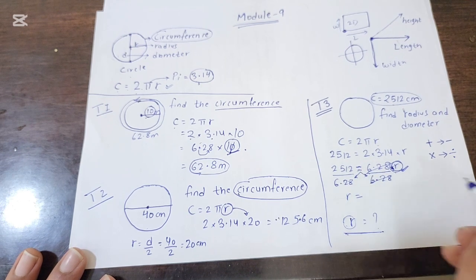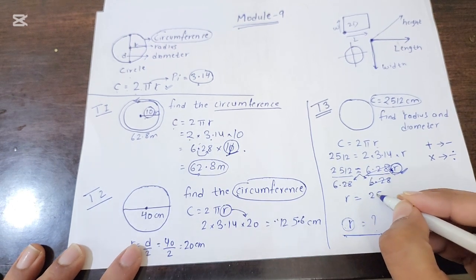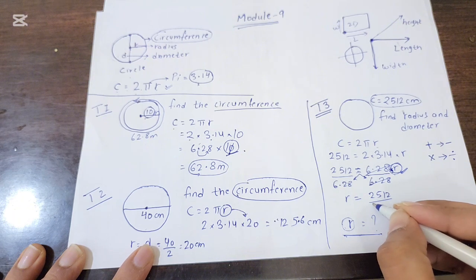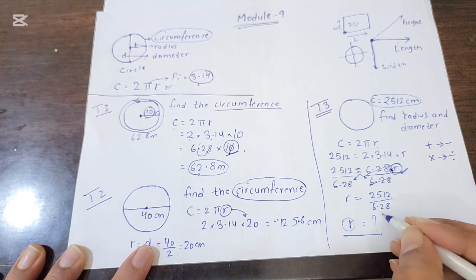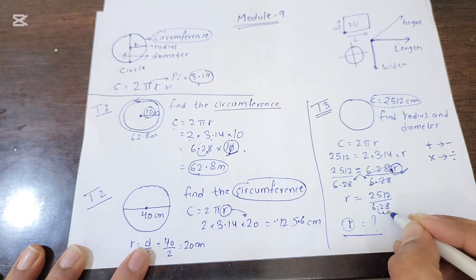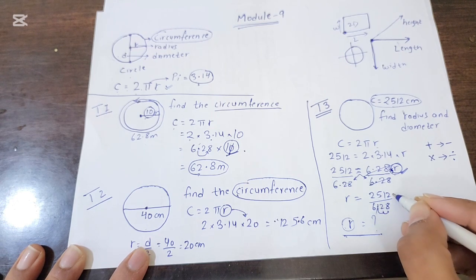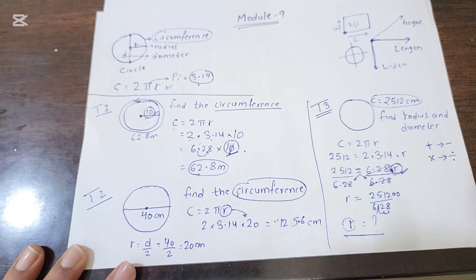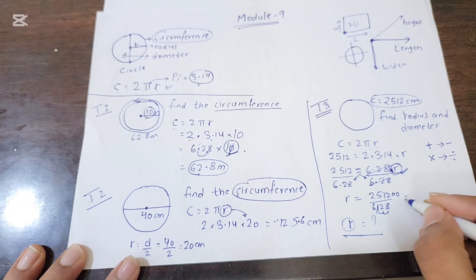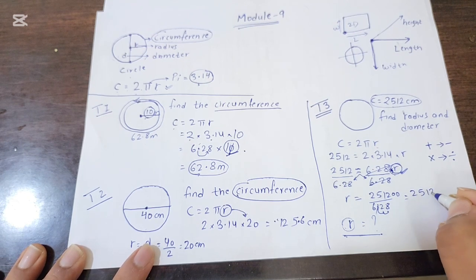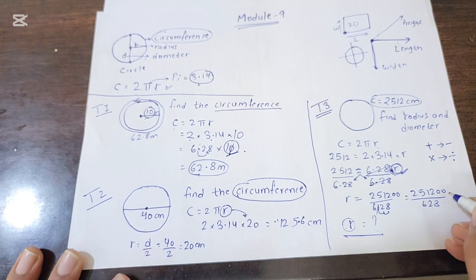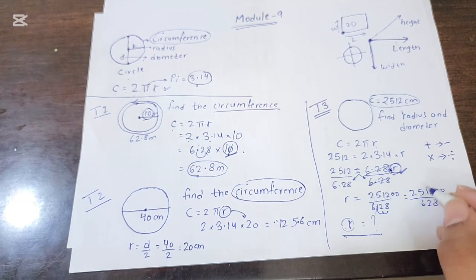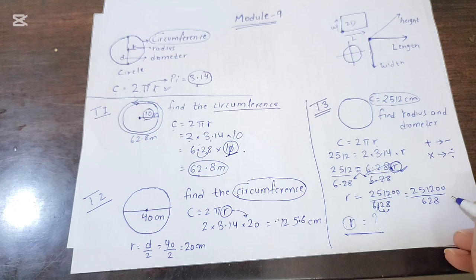2512 divided by 6.28. Now see, after the point here we have two numbers. If you want to remove the decimal, you just put 2 zeros up. Why 2 zeros? Because after the decimal there were two numbers. This is a trick. So now we have 251200 divided by 628. Now we will calculate this and we will get the answer.